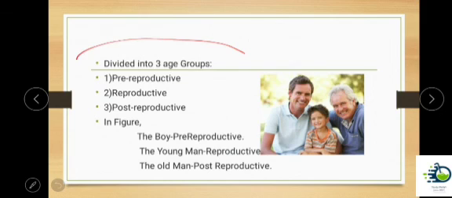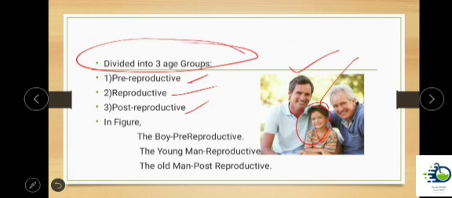Now there are 3 age groups: pre-reproductive, reproductive, and post-reproductive. In this picture we can see persons at the 3 stages. Here the young man is reproductive, this child is pre-reproductive, and this old man is post-reproductive.